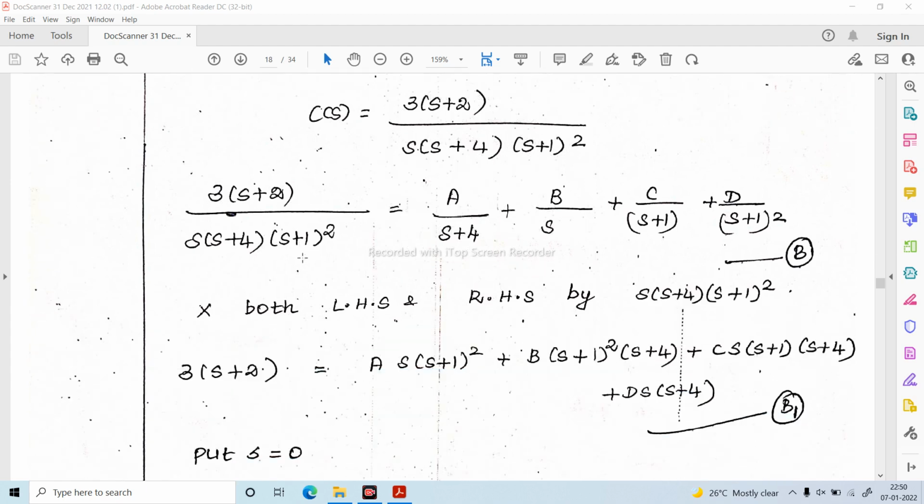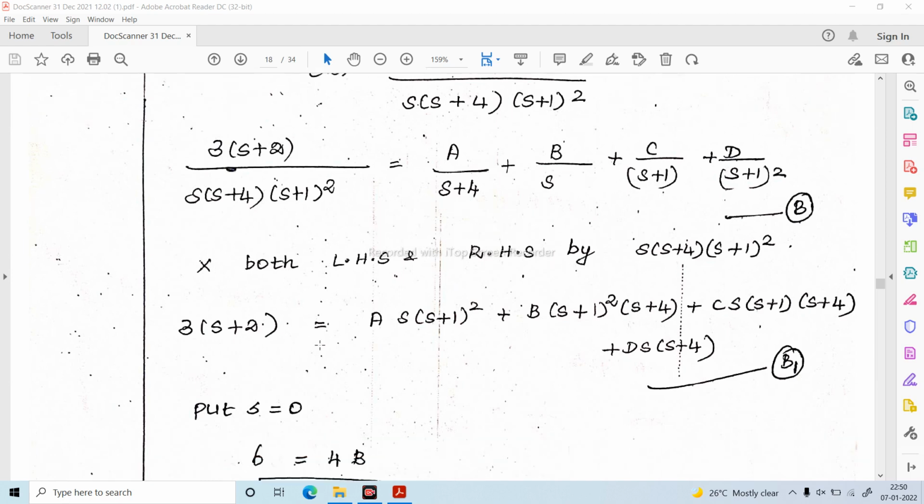Now we have to apply partial fractions in order to separate the variables. So A by (s plus 4) plus B by s plus C by (s plus 1) plus D by (s plus 1) the whole square. If a square term is there, we have to separate it like this. So both LHS and RHS, we have to multiply by s into (s plus 4) into (s plus 1) the whole square.